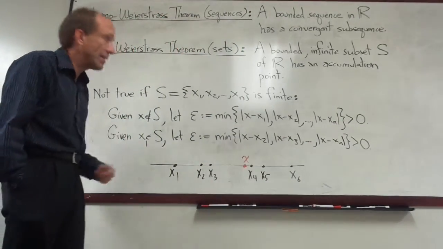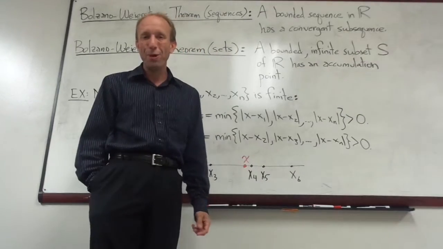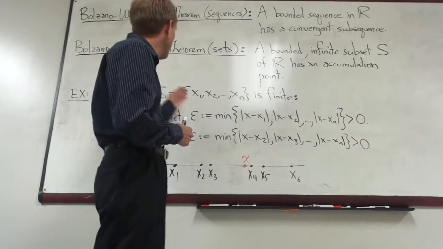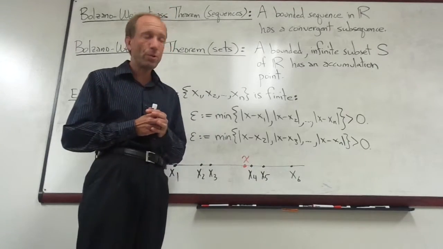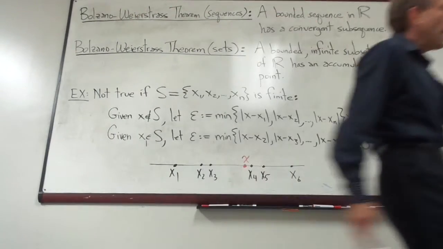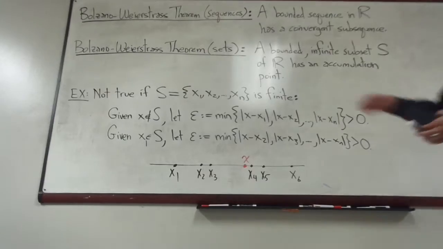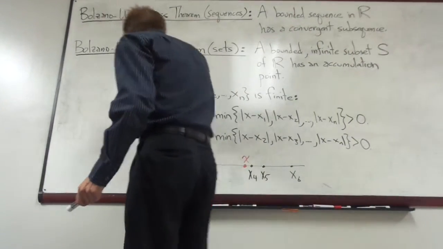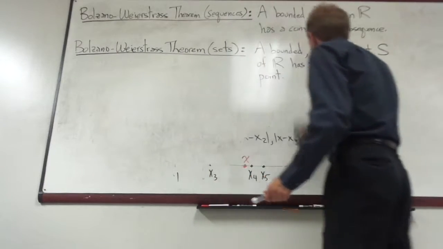And if it is in the set, it won't be an accumulation point. There are no accumulation points, assuming that your set S is finite. Okay? So you have to have an infinite set in order for this Bolzano-Weierstrass theorem to be true. Okay, I'm going to erase this. You can always rewind and look back if you need to.